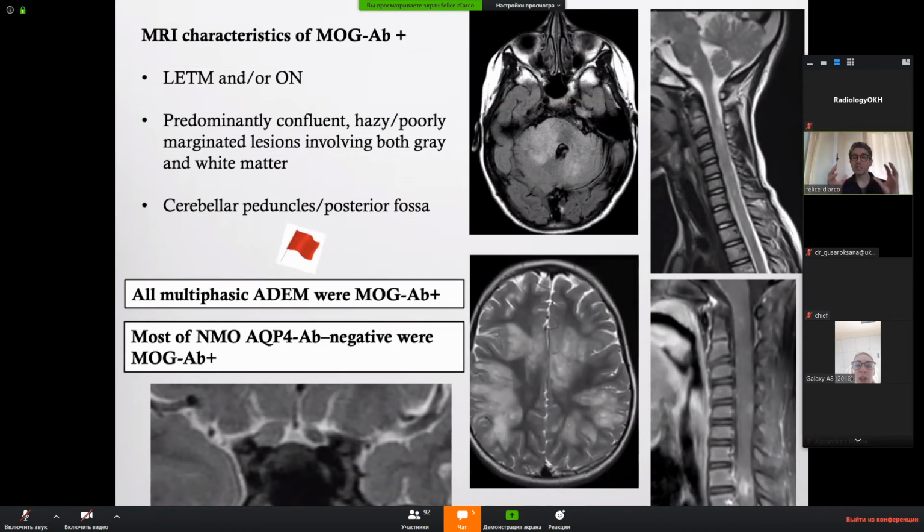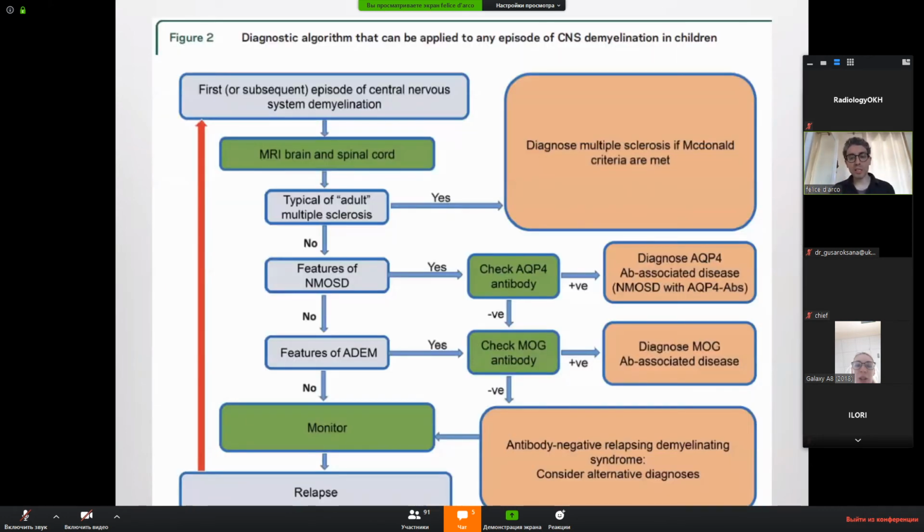Okay, so this is a new entity. Remember, it's a relatively new inflammatory disorder that is called MOG antibody positive encephalomyelitis, and radiologically can look like neuromyelitis optica or ADEM, recurrent ADEM. And this is actually what they proposed in this paper. So you have a first episode of central nervous system demyelination. You do MRI of the brain and spinal cord. You see something that looks like multiple sclerosis, so the Dawson fingers, and so on.